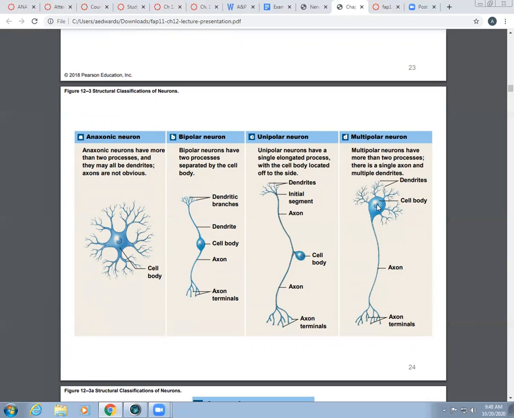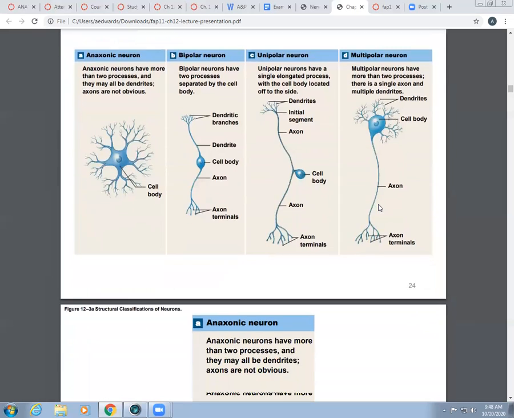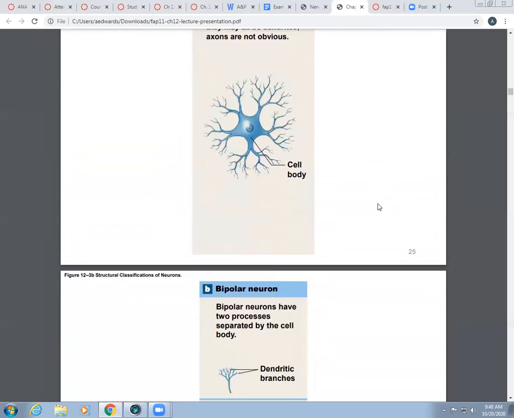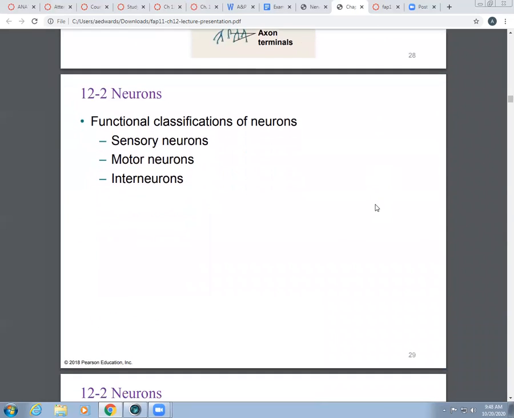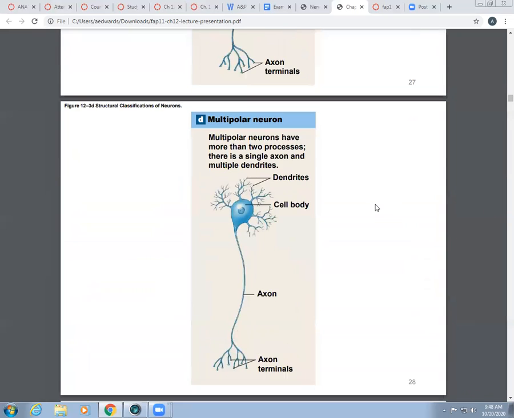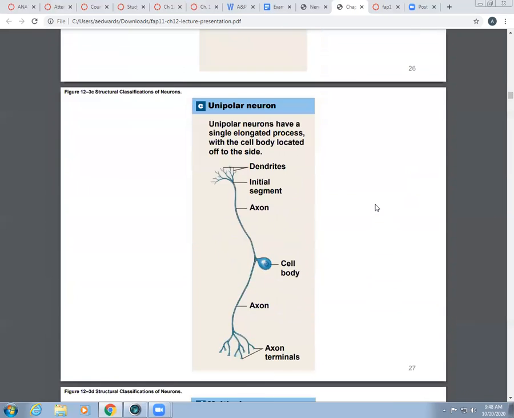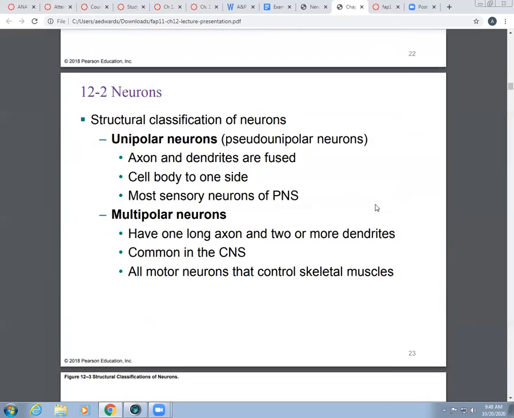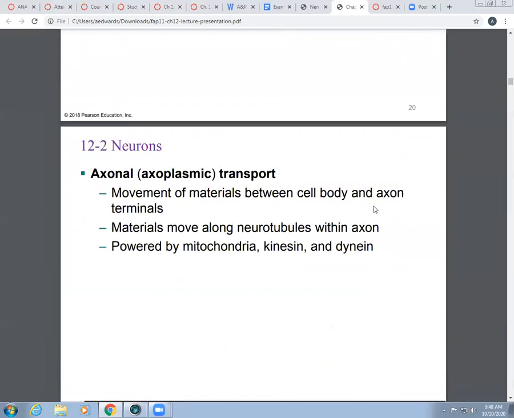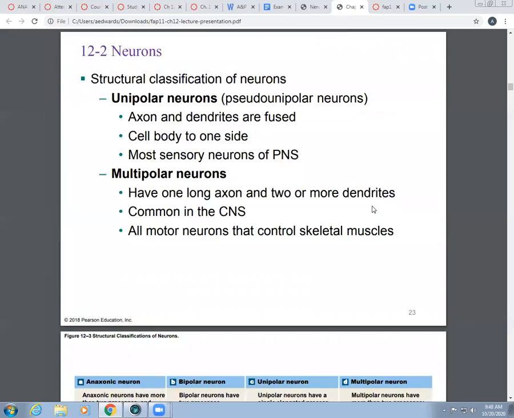Now here you got multiple dendrites and one axon, so it's a multipolar neuron. Okay, and we've gone through this already. So let's pause. I want you to talk about the structural classification of neurons as well as the structure of a neuron. You can do that with your partner.